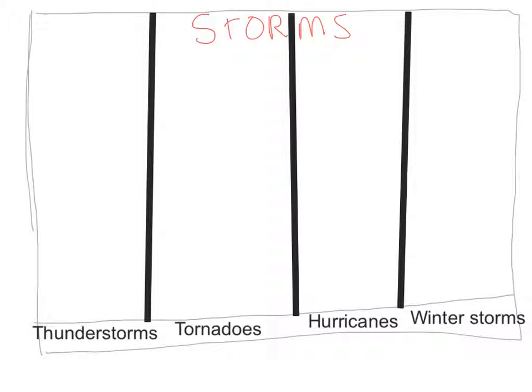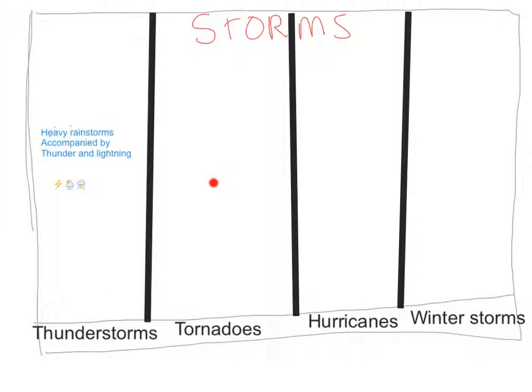Now on the top of the flap, I just want to talk about the different characteristics of the storms, what they are, and then on the inside we're going to talk about safety. So we're going to talk about thunderstorms first. Okay, so on that section we're going to write thunderstorms are heavy rainstorms accompanied by thunder and lightning. And that's a description of a thunderstorm.